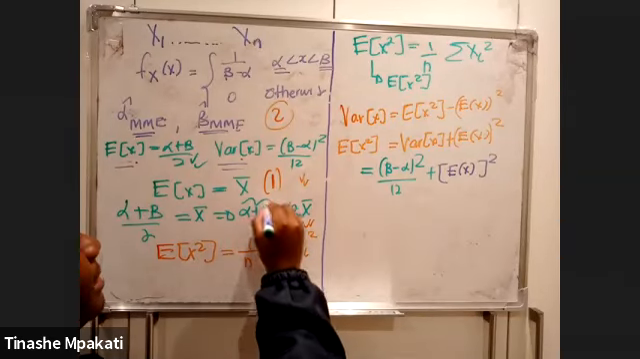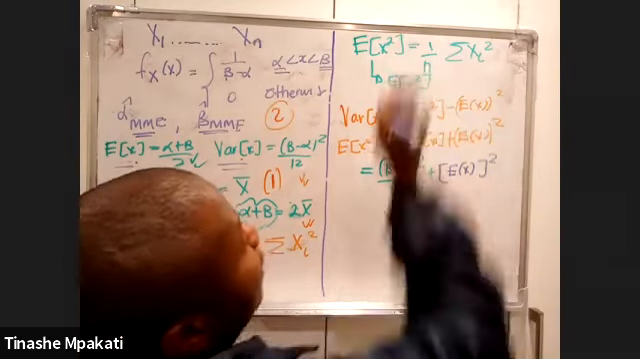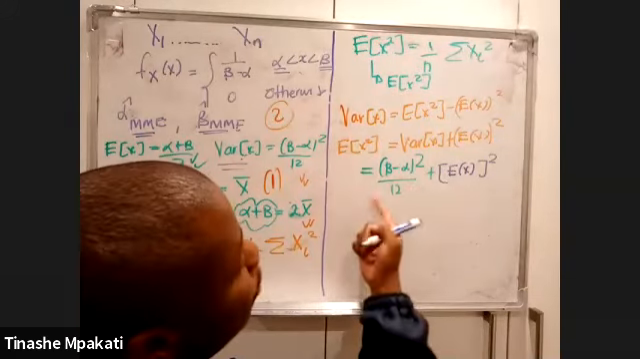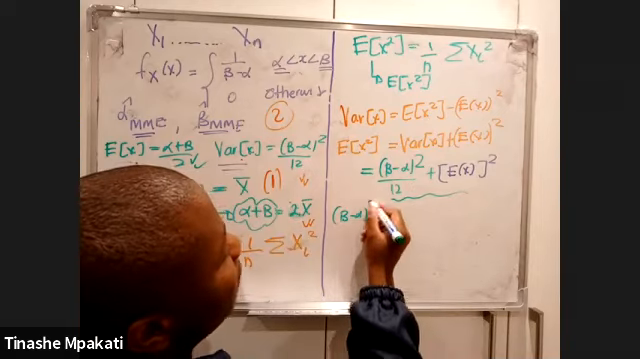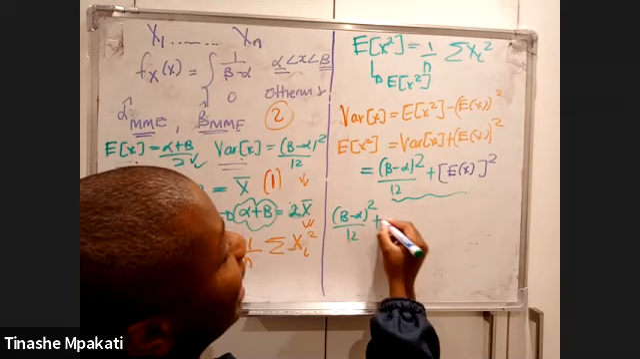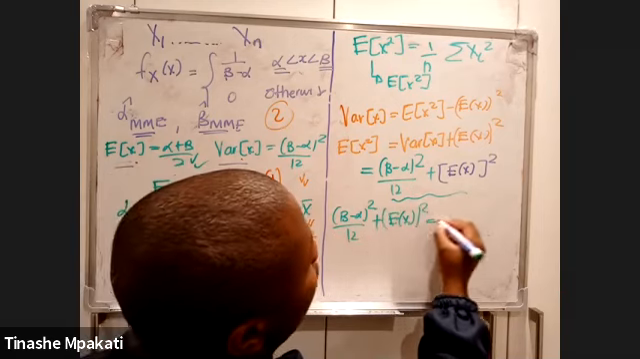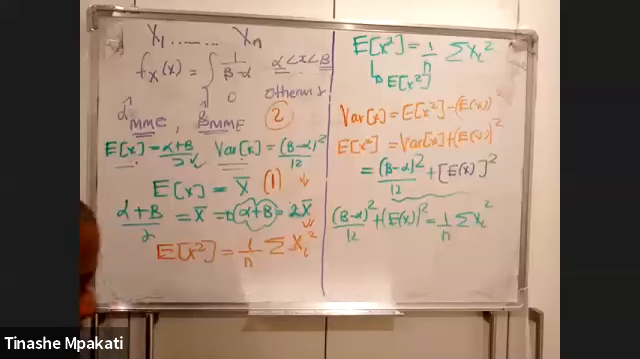so that we can solve the equation simultaneously. Now, the next step is to go back to the equation that we had there, what we are equating, which is the expectation of x squared, which we now have in this form, and we write it as beta minus alpha squared divided by 12 plus the expectation of x all squared being equal to 1 over n, the summation of our xi squared, like that.